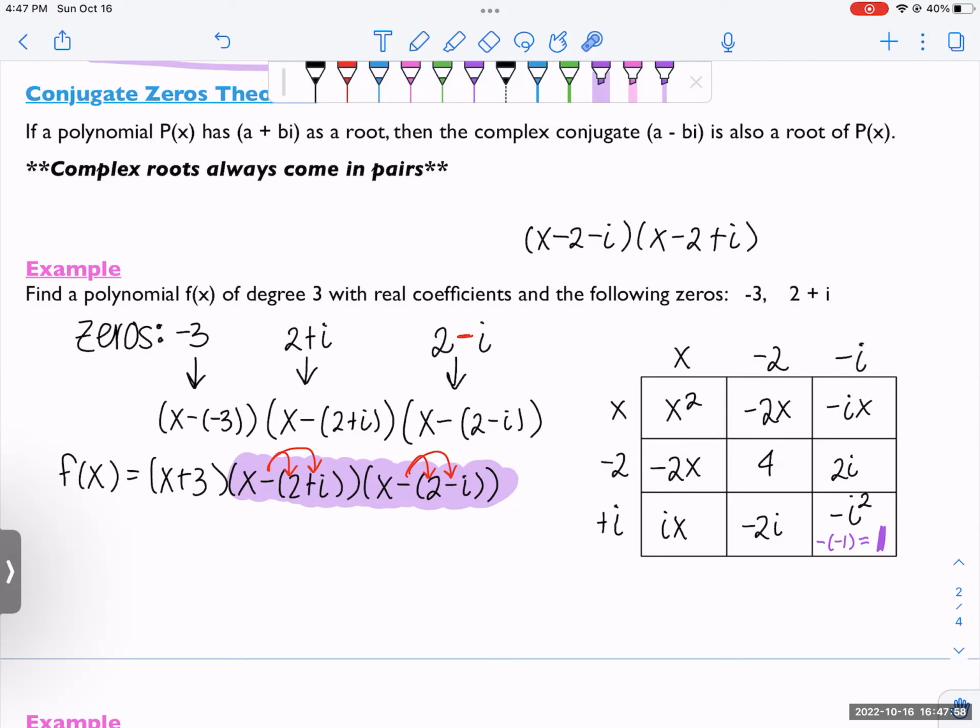We can look diagonally to simplify this. So we'll still have this x plus 3 we have to deal with, but simplifying, we have x squared, negative 2x minus 2x is minus 4x. We have positive ix and negative ix, those will cancel. Negative 2i, positive 2i, those will cancel. We don't have i squared anymore, we have 1, so we have 4 plus 1 is 5.